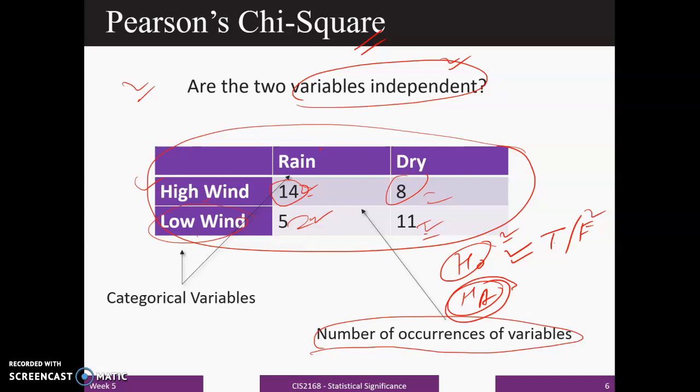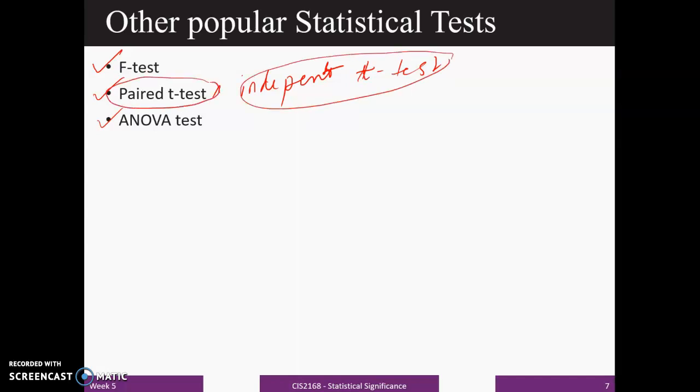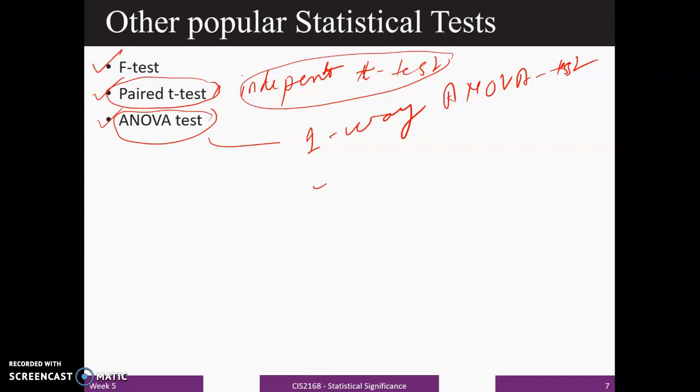So I have covered two statistical tests. There are other most popular statistical tests, and I will just tell you the name: F test, pair t-test, ANOVA test. There is independent t-test, and there are two t-tests. One is independent t-test, another one is pair t-test. ANOVA test is also classified into two categories: one way ANOVA test and two-way ANOVA test.